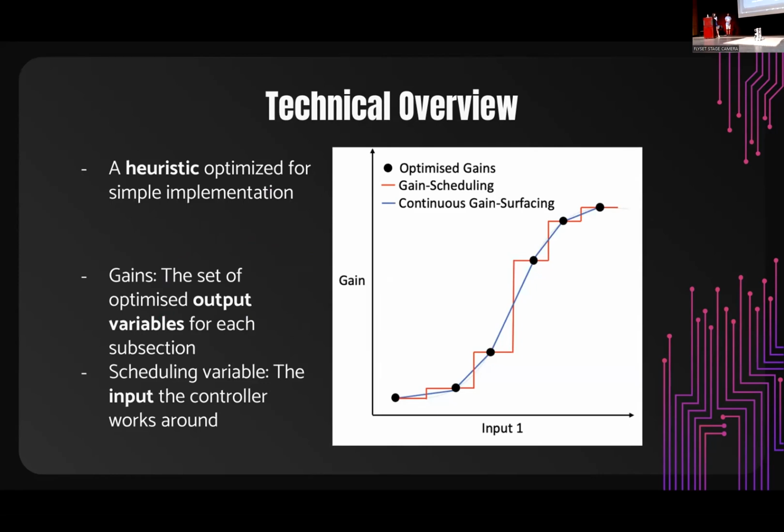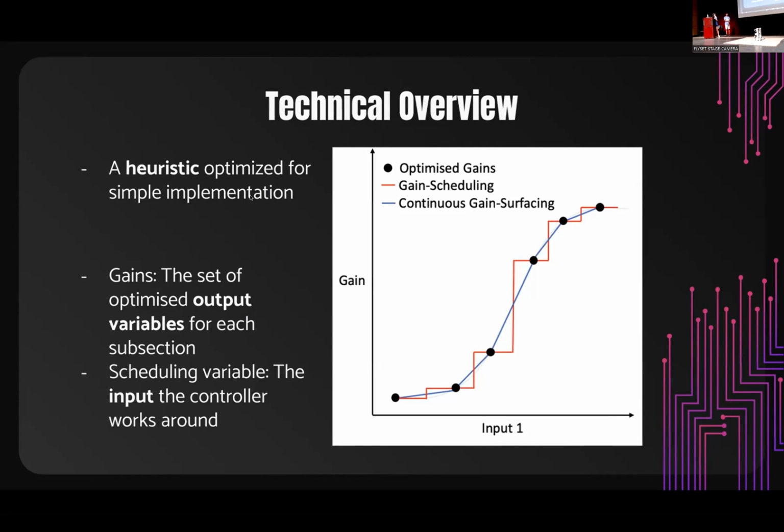Since it's not going to be 100% accurate to the real world, but it does its job well enough, it's a heuristic. And it's a heuristic optimized for simple implementation because in FTC, oftentimes we don't have as much time as we need to work on every single aspect of our code.